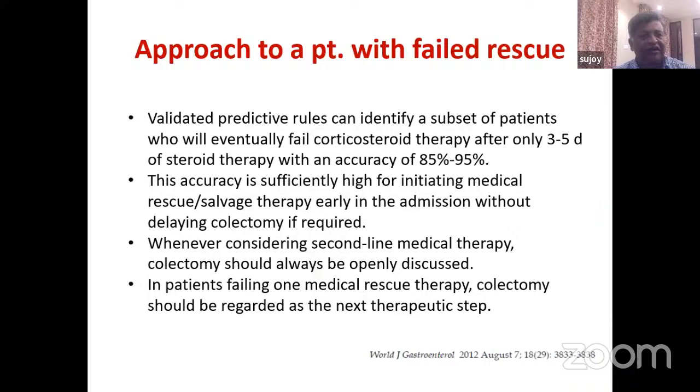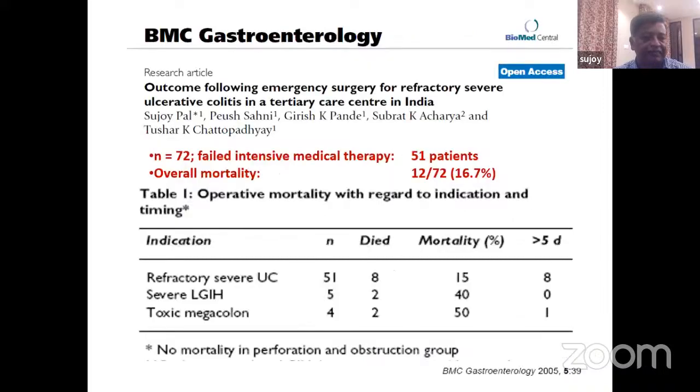Because we have validated predictive rules, which can identify a subset of patients who will eventually fail corticosteroid therapy as early as 3 to 5 days of steroid therapy, it is important that decision-making is joint right from the beginning. The issue of second-line medical therapy and colectomy should at this time be discussed with the patient. And in patients failing one medical rescue, colectomy should be regarded as the next logical therapeutic step.